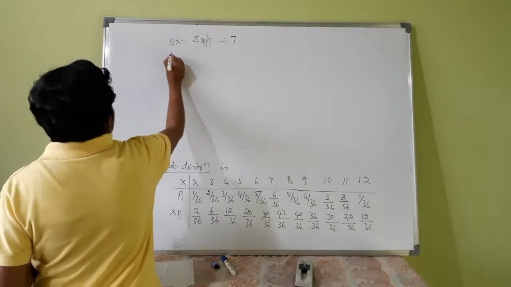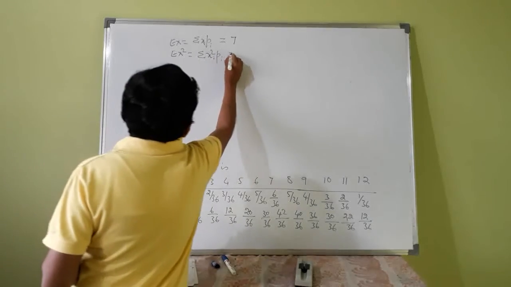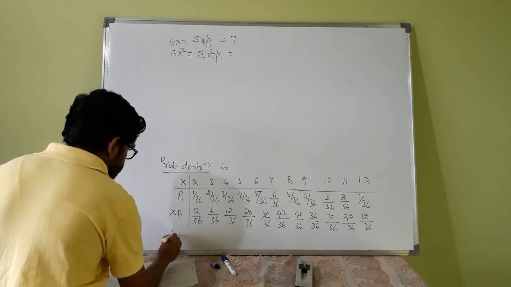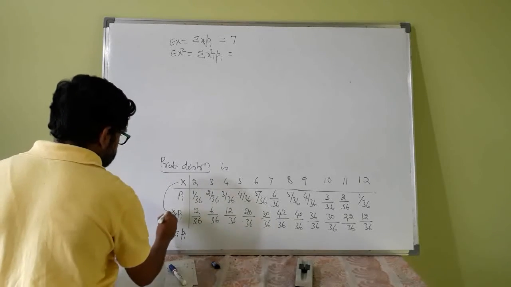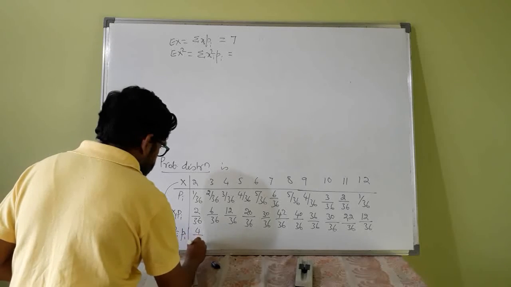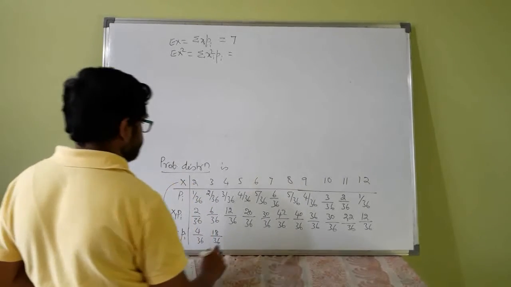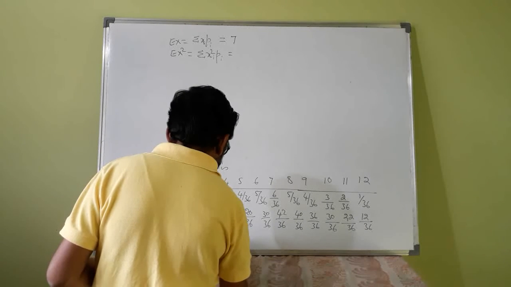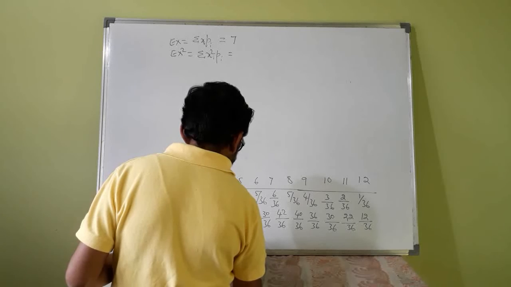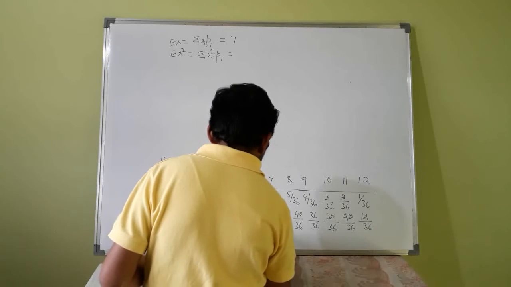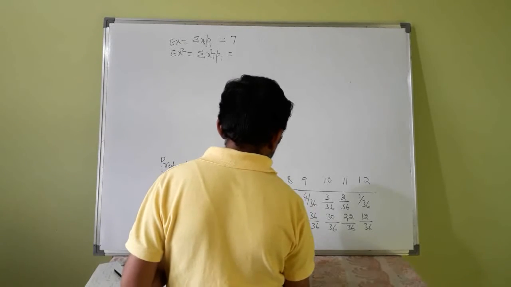And expectation of x squared, summation of x square pi is equal to, one more column you construct, x square pi, that is multiply this. 4 by 36, 4 by 36, 18 by 36, 48 by 36 and 100 by 36, 180 by 36.